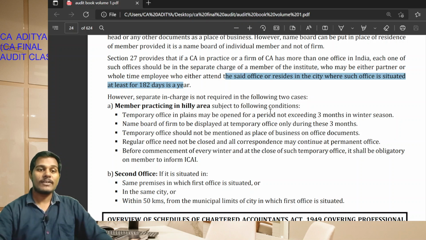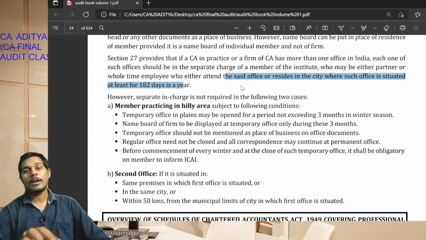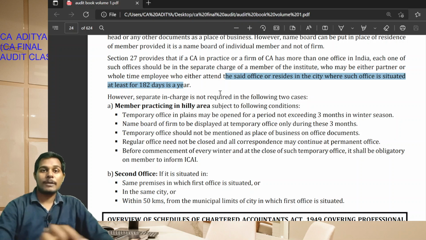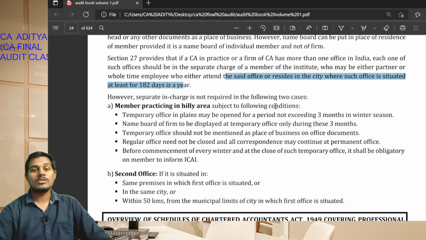Okay students, however, the separate in-charge who is a member of the institute shall not be required in certain cases. In the branch where he is opening a separate in-charge, the member practicing, that is a partner or whole-time employee, need not be required to attend such places. Which are the cases in which the separate in-charge who is a member of the institute is not required? In the following two cases the separate in-charge is not required.